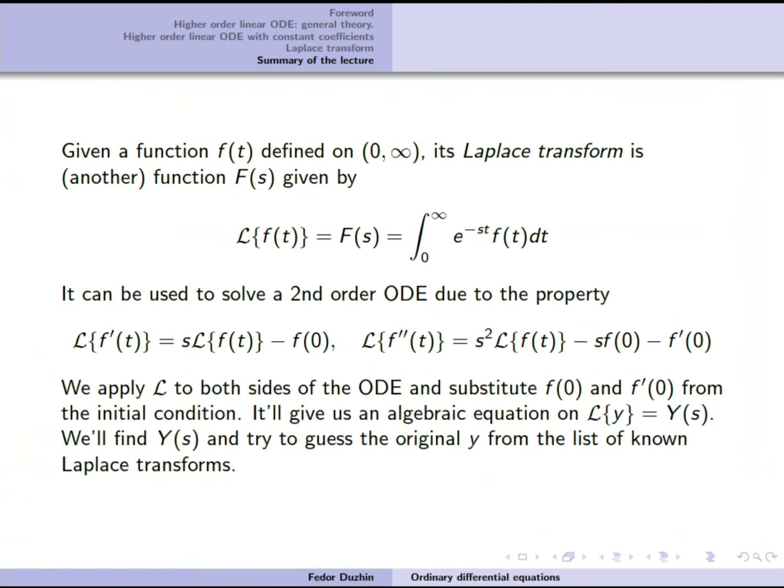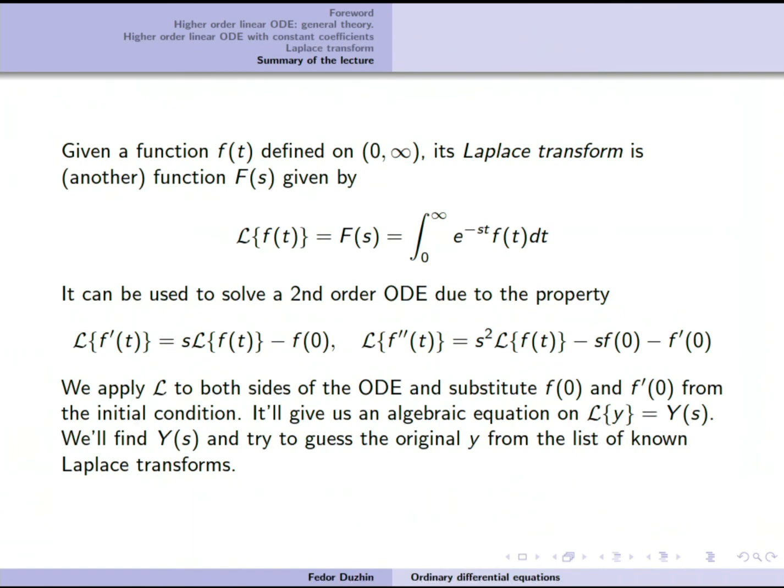And Laplace transform is a linear transformation from the space of functions to the space of functions. One aspect of it is that it can be used to solve second order differential equations immediately. So now we treat a second order differential equation together with the initial condition as one problem, and we solve the initial condition and the equation together.